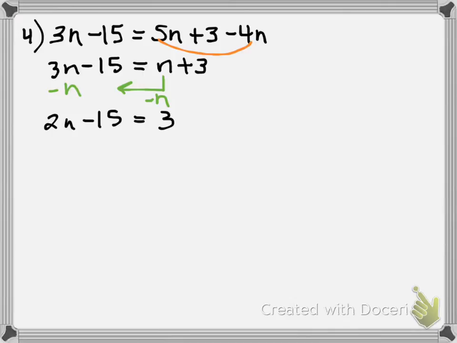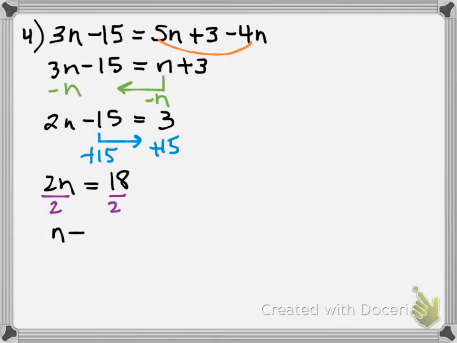Now what I want to do is get the constants together on the right. So the opposite to subtracting 15 would be adding 15. So 3 plus 15 is 18. And then my last step? Divide by 2. Not n. Don't divide by the variable. And 18 divided by 2 is? 9. And that would be your answer. So a little bit more complicated than the problems from before. And so now you have time to work on homework.